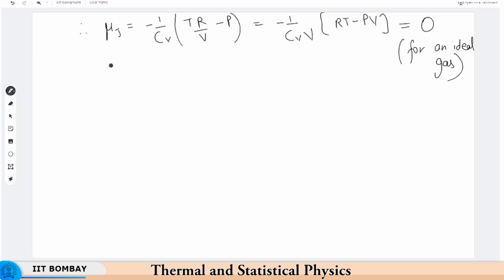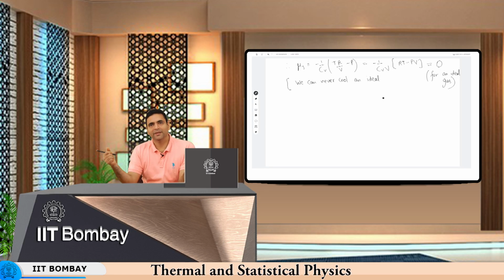So, essentially what that means is we can never cool or heat an ideal gas. We can't really change the temperature of an ideal gas by doing adiabatic expansion or compression. An ideal gas upon adiabatic expansion, this is the first result, which earlier we just qualitatively saw should be the case, but now we can see it by using this formula.